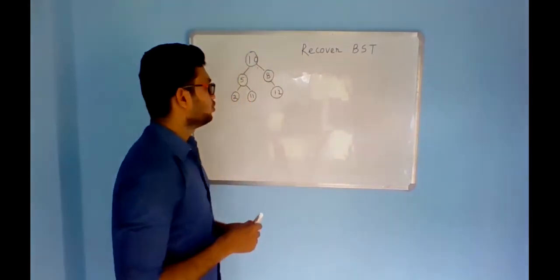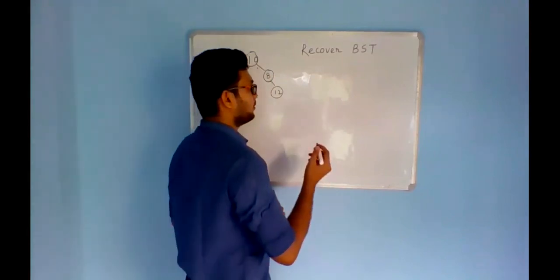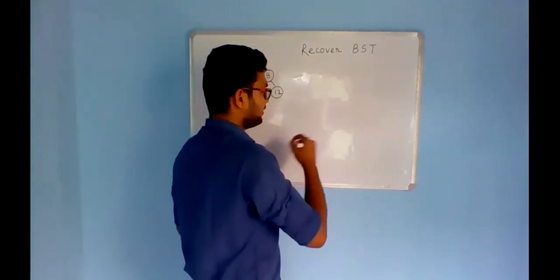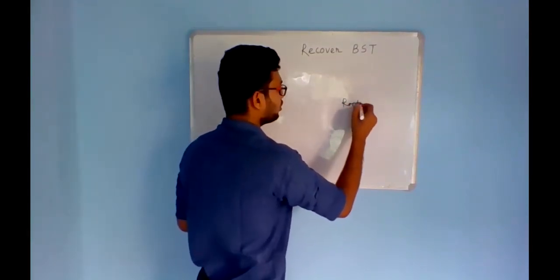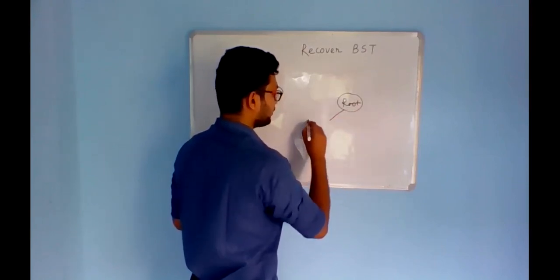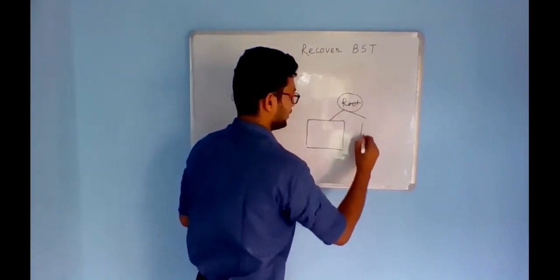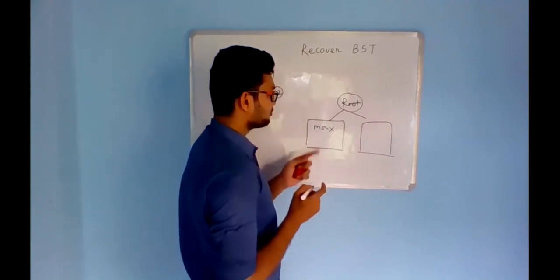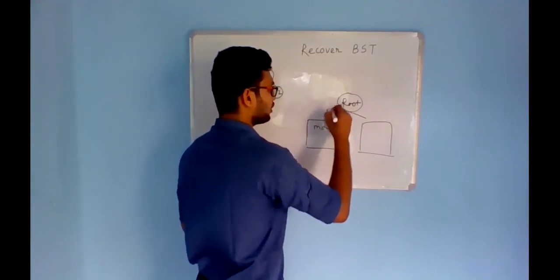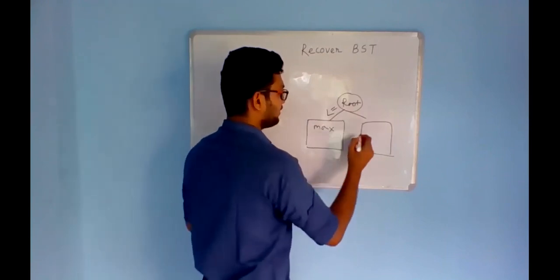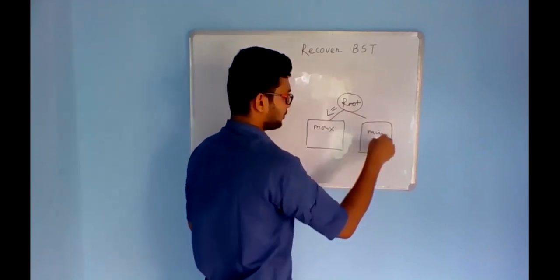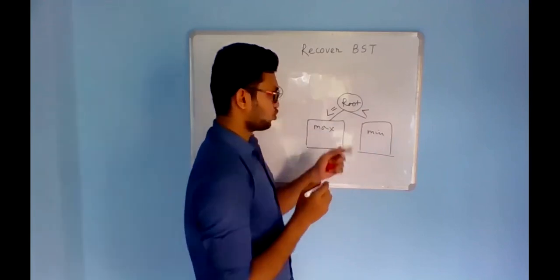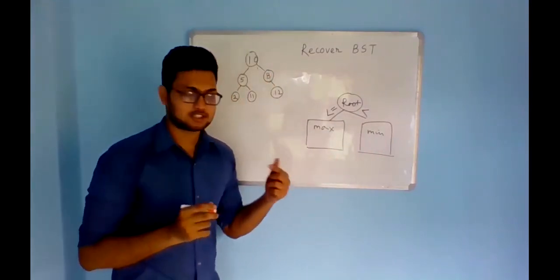Okay. So as you all know, guys, there is a property in the binary search tree. For example, there is a root node, and it has a left subtree and a right subtree. Whatever the maximum value in its left subtree, it should be lesser than or equal to the root node, and whatever the minimum value in the right subtree, it should be greater than the root node. So this is the property of the binary search tree.